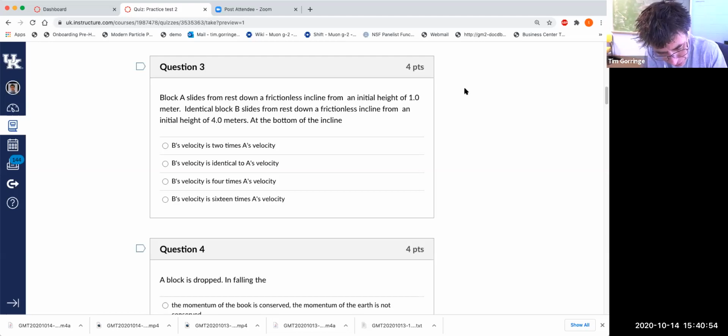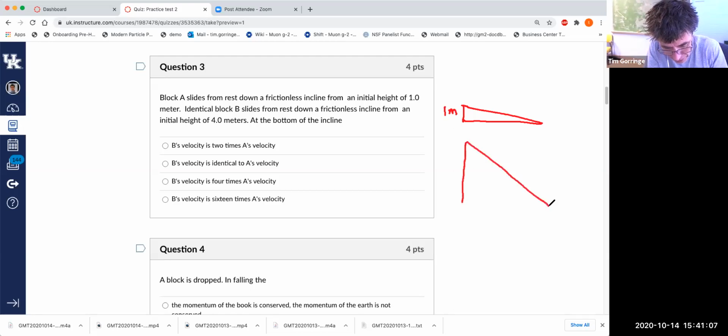So let me just make a quick sketch of that. This is going to be a quick sketch too. We've got one incline here. This is 1 meter vertical height. We've got a second incline here. This is 4 meters vertical height. And our identical mass block is going to slide down these two inclines.